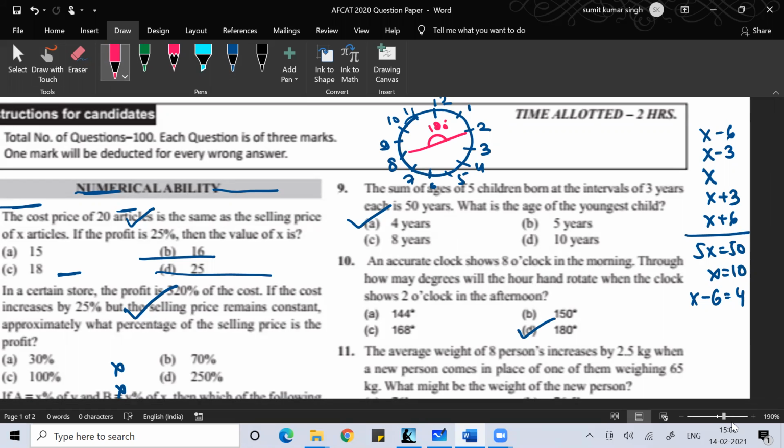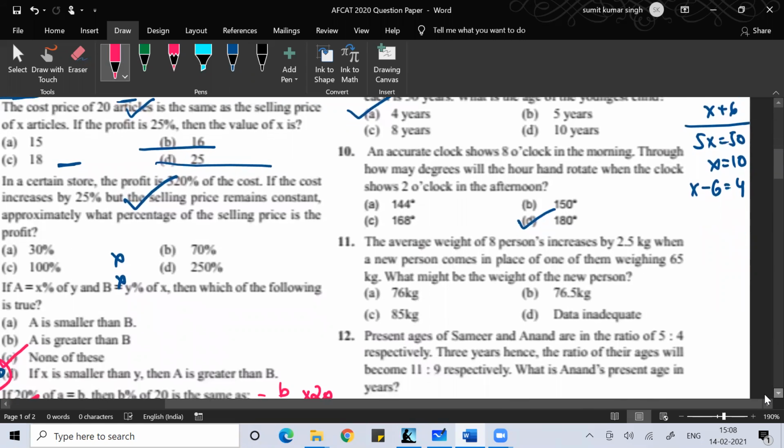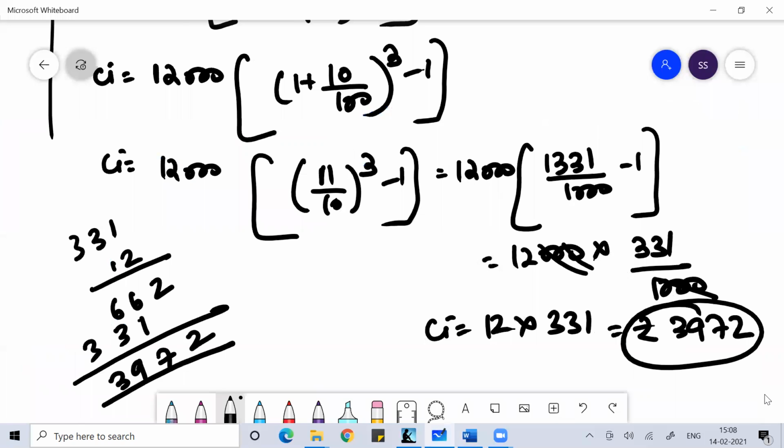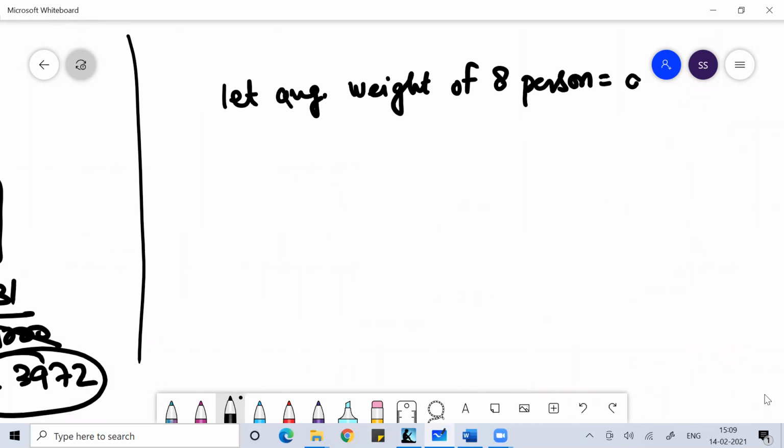Okay, then question number 11, if you see: the average weight of 8 persons increases by 2.5 kg when a new person comes in place of one of them weighing 65 kg. What might be the weight of the new person? So again, easy problem. Let the average weight of the 8 persons before be a kg.